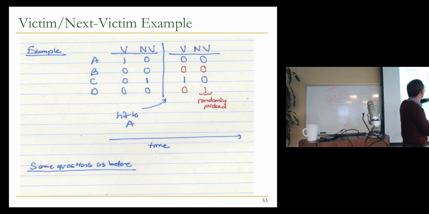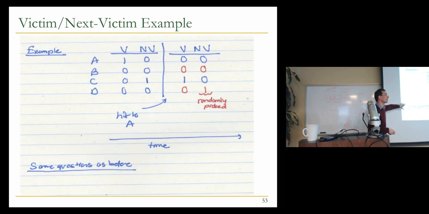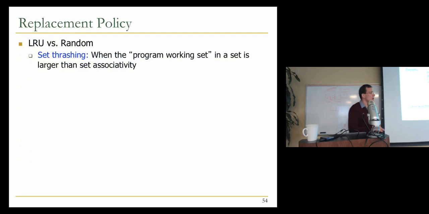This may not be the best way of encoding it. This is for illustration purposes. And C becomes the victim because it was the next victim. And you randomly pick between B and D to be the next victim. In this case, D is picked randomly to be the next victim. And you can have the same questions as before. Like, when does this perform better than LRU? When does it perform worse than LRU? But it's an approximation that's much easier to implement.